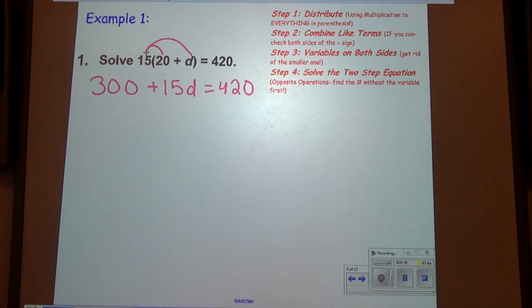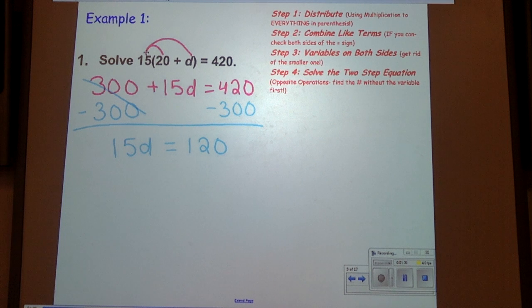Okay, so now we don't have any like terms. We don't have variables on both sides, so we're going to solve the two-step equation by subtracting 300 from both sides to isolate that variable. When you subtract 300 from 300, it crosses off, and on the left, you're left with 15d equals, and on the right, you have 420 minus 300 is 120.